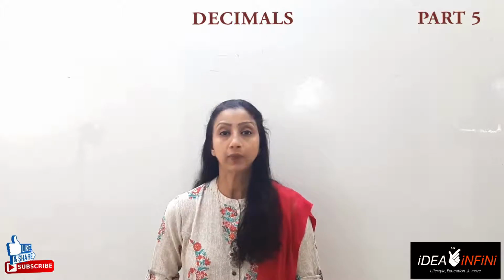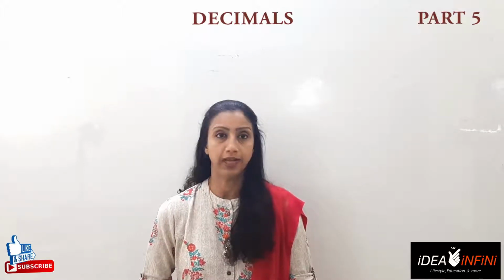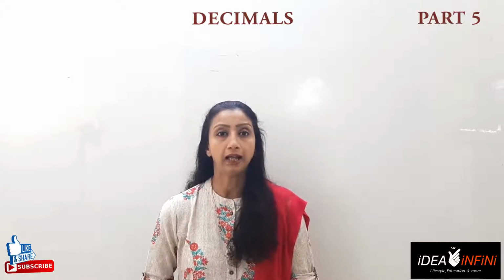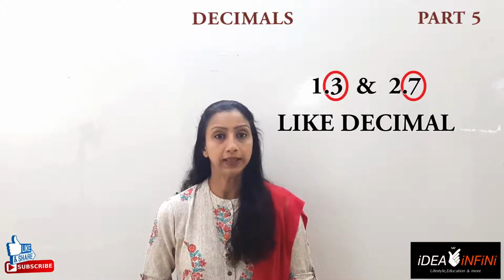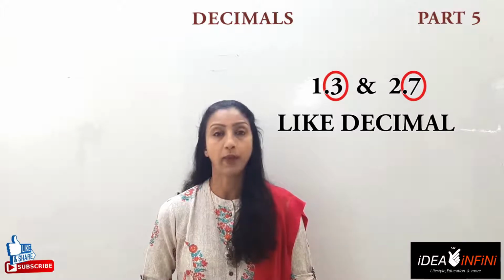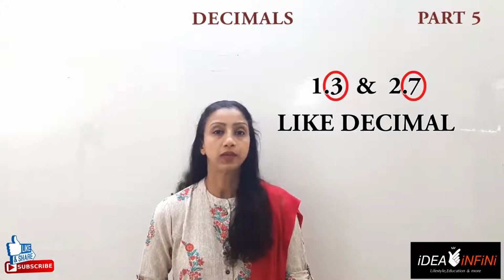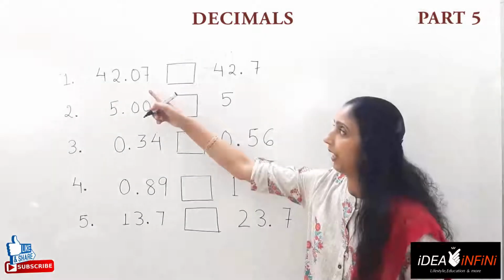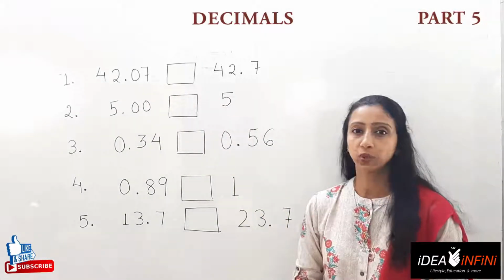Then comes the concept of like and unlike decimals. As we have dealt with earlier also, like decimals are, for example, 1.3 and 2.7, where there is only one digit after the decimal point in both the cases. Here I have 5 comparisons to be made.